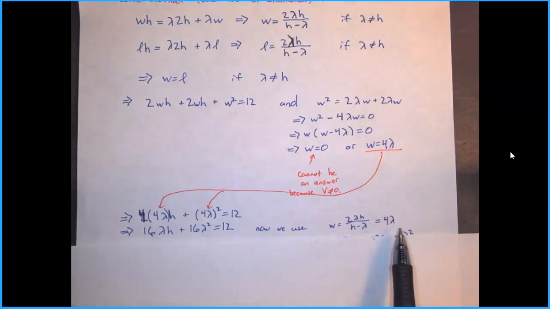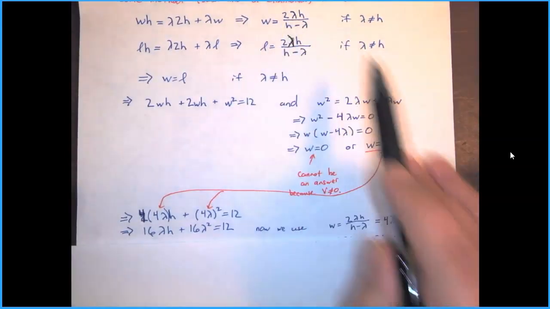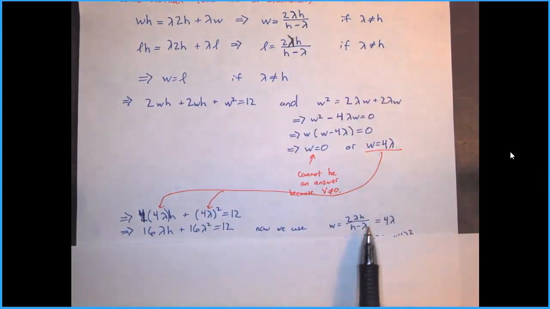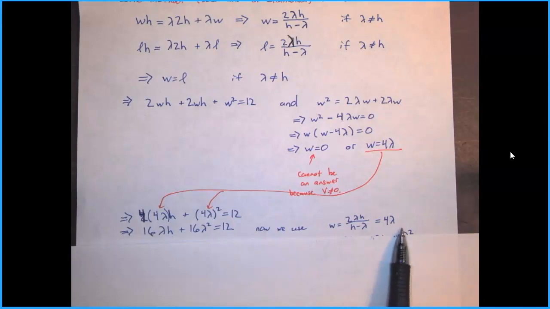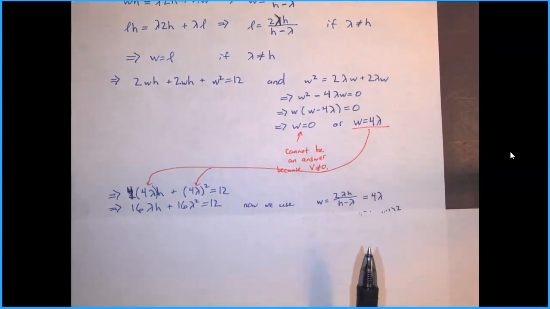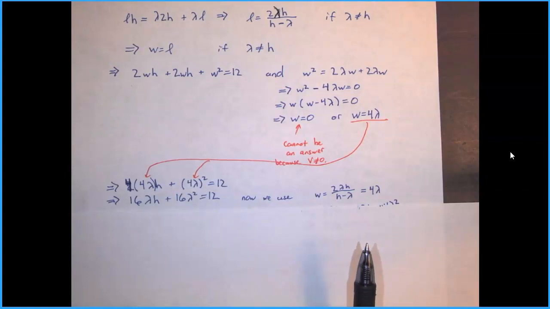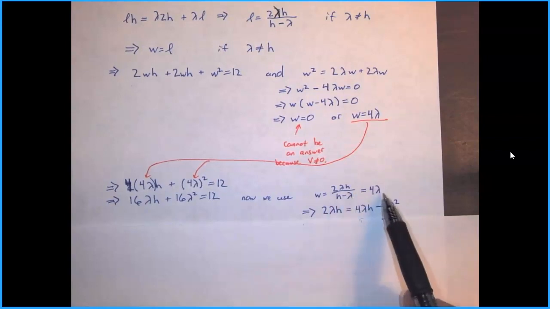And now using the fact that I have 2 representations of W, they have to be equal. I have 2 lambda h over h minus lambda equals 4 lambda. And I'm going to try to solve this equation, so I can get things in terms of one variable, and I can finally get something I can solve. So I'm going to multiply both sides by h minus lambda, which is what I've done here.